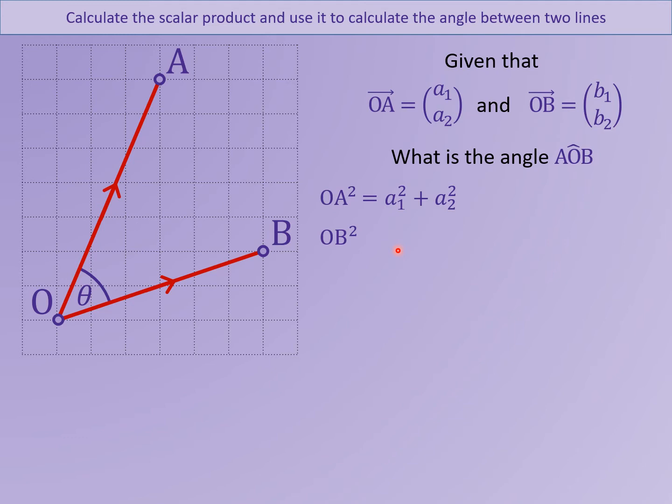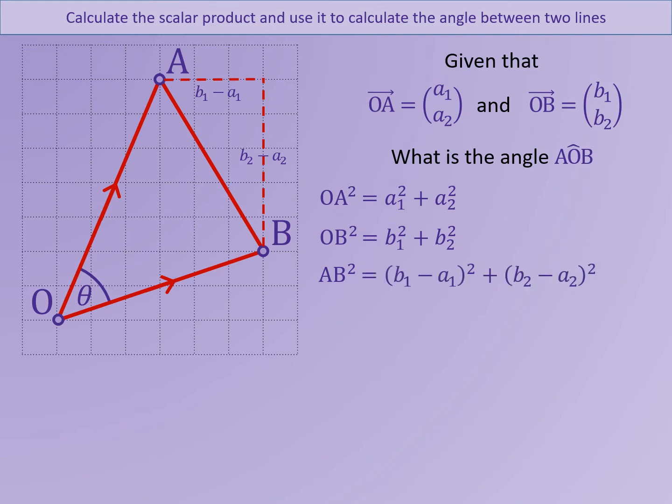Similarly, for B, the vector OB has a magnitude of the square root of B1 squared plus B2 squared, so therefore OB squared can be written as B1 squared plus B2 squared. We can find vector AB by calculating OB minus OA. The components of that will be B1 minus A1, B2 minus A2. So AB squared is (B1 minus A1) squared plus (B2 minus A2) squared. I'm going to multiply that out. It's quite long at the minute, but quite a lot of that will cancel or simplify.